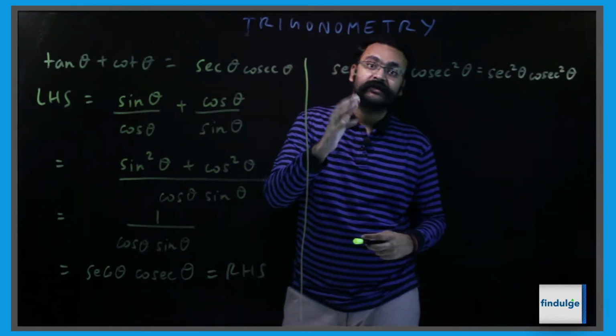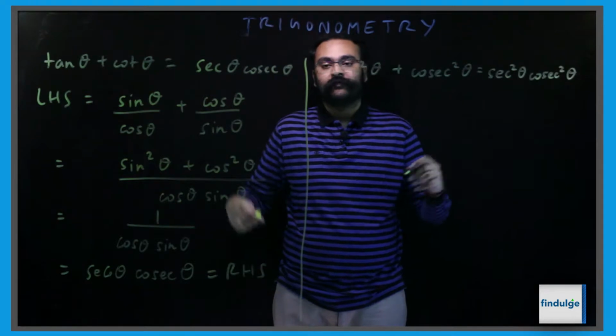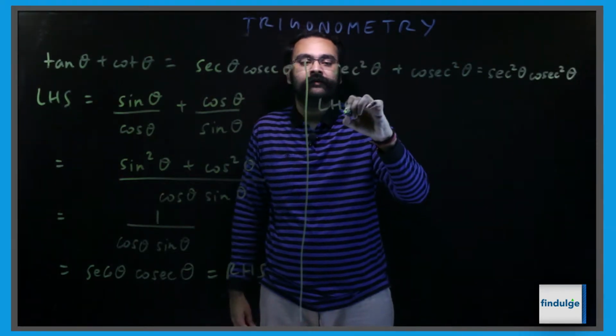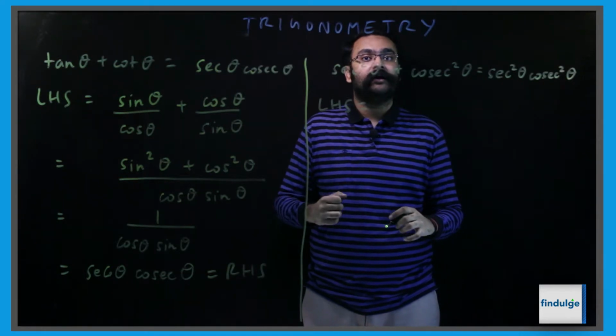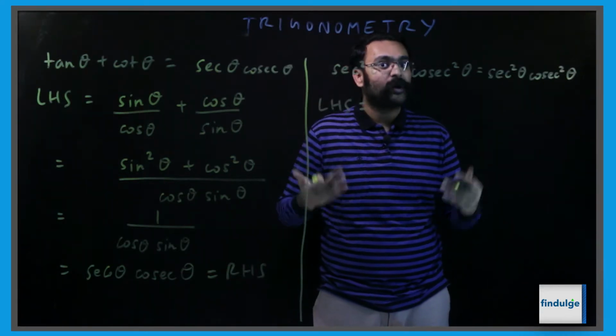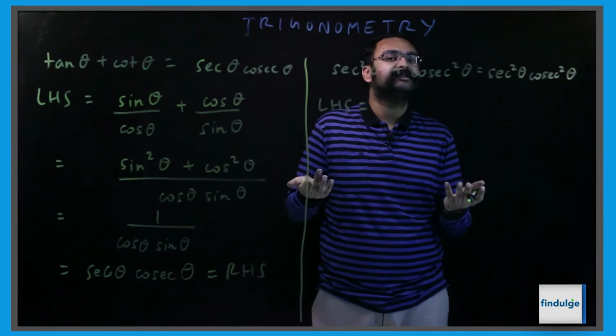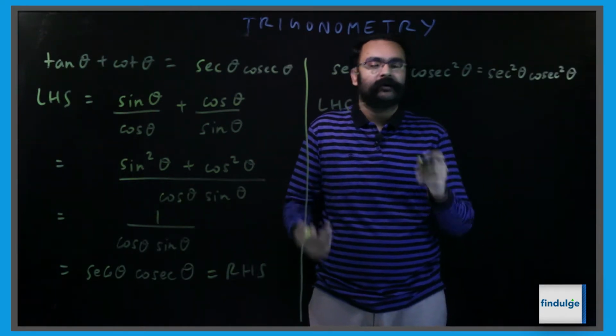Let's solve this in the same way. I take my LHS. Now sec square is 1 upon cos square. In that, sec is 1 upon cos. So sec square will also be 1 upon cos square.